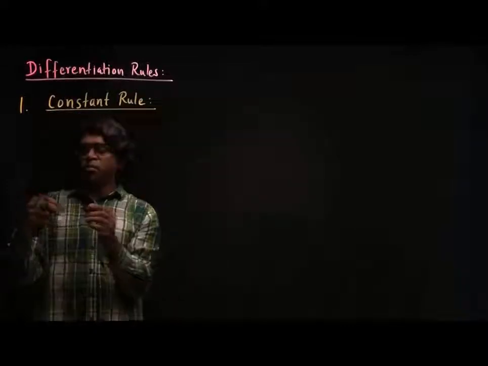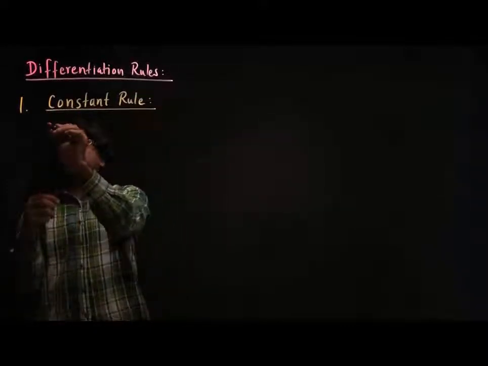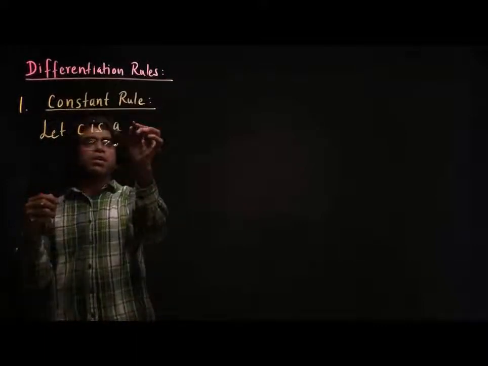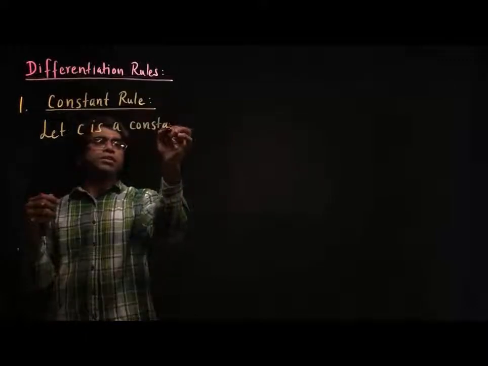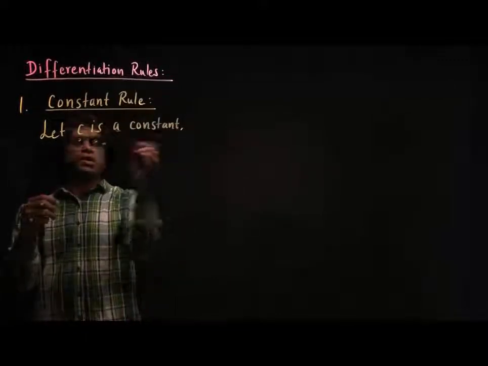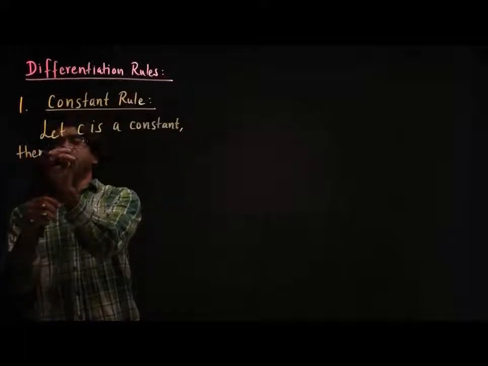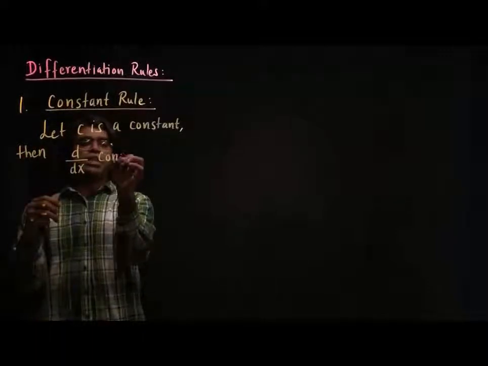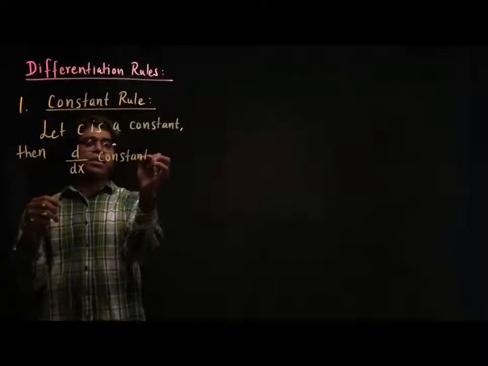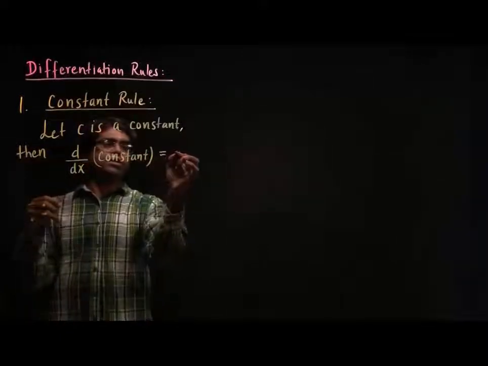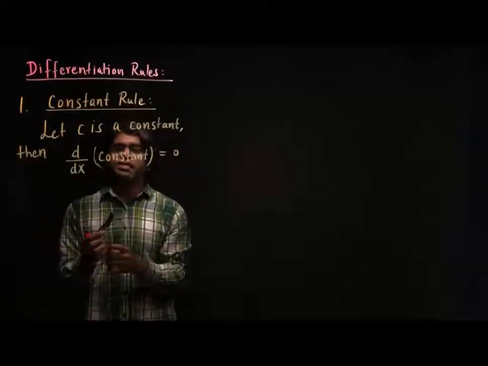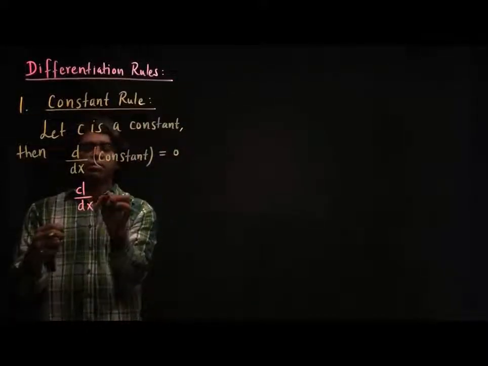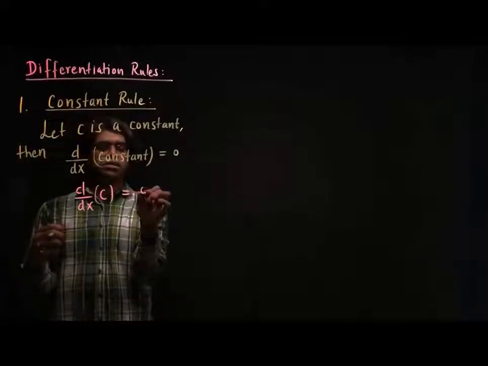Alright, so what I'm going to do, I'm going to consider a constant. So let C be a constant, then d by dx of a constant is 0. And in this case, my constant is C, so I will write d by dx of C is 0.